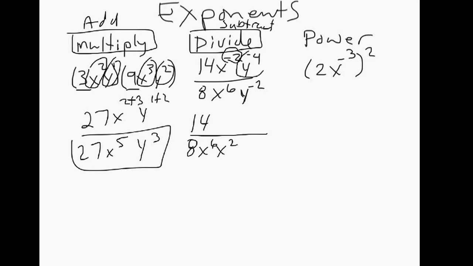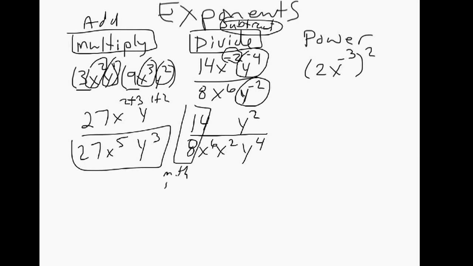This guy right here, y to the negative 4, he's unhappy on the top, so we can move him down on the bottom. This guy right here is unhappy, so we move him up to the top. Then once we get everybody in their positions, then we can use the subtract rule. With our numbers, we just treat them normal. I would do 14 divided by 8, math 1, enter.